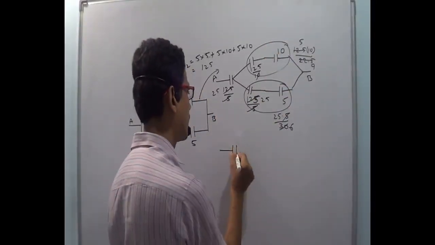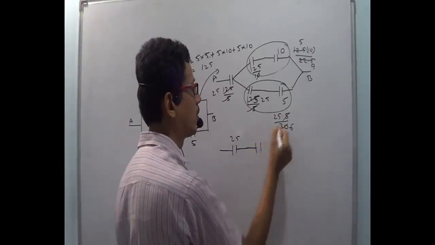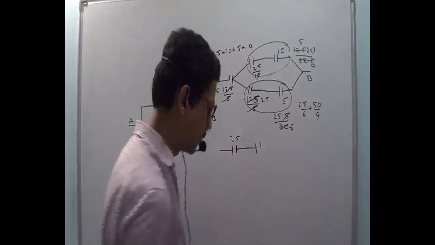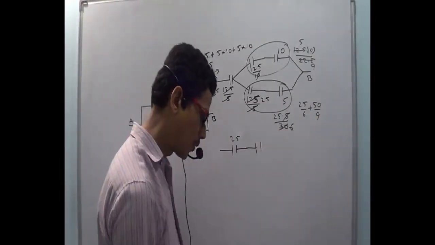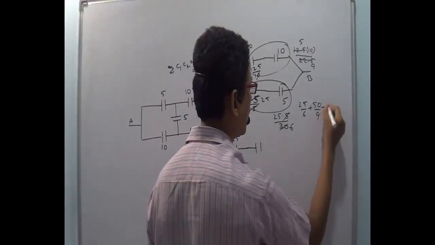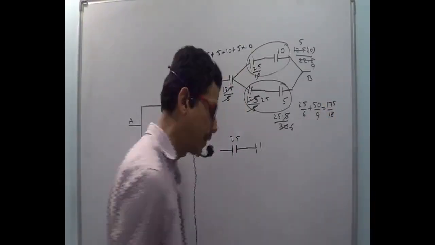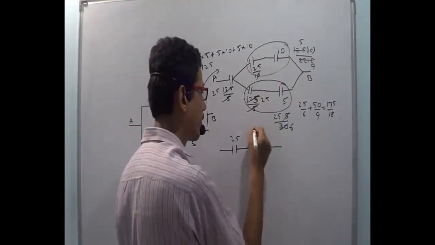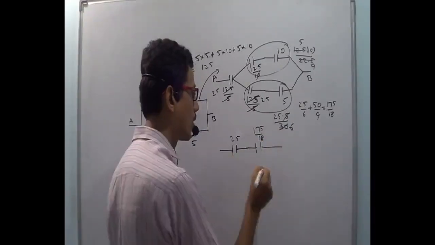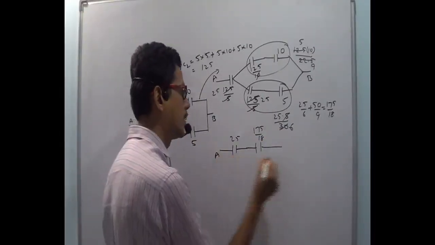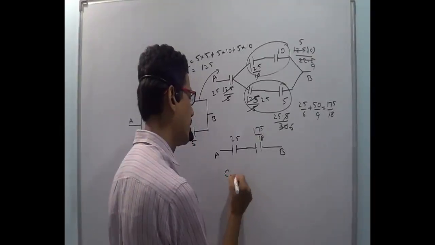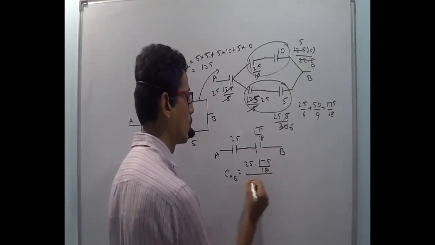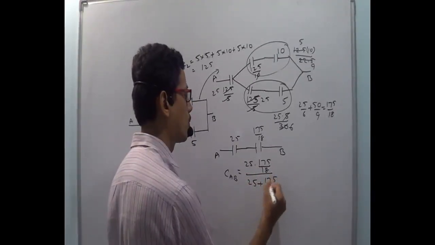This is 25, no? What is the addition of this 25 by 6 and 50 by 9? If you add these two, what you will be getting is 175 by 18. So instead of this whole thing, 175 by 18. Now these two are in series. Tell me, for series, what will CAB be? CAB is C1 C2 by C1 plus C2.